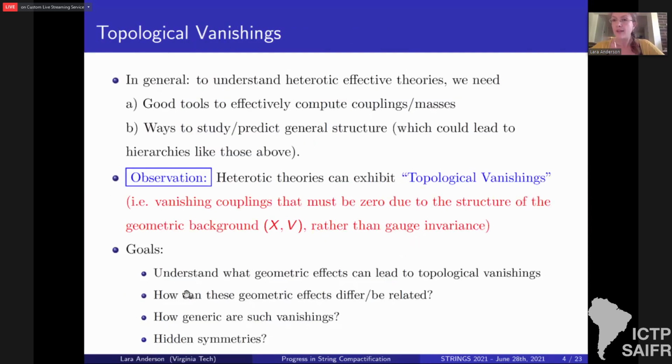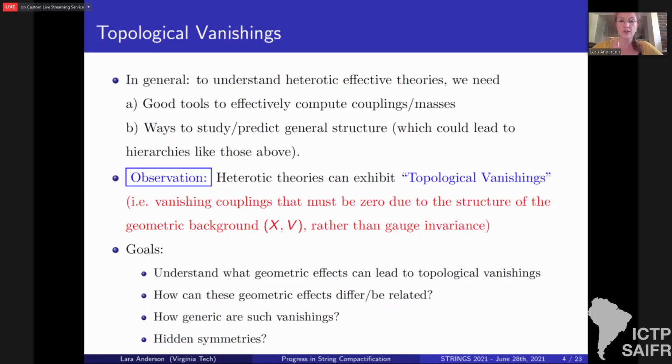So here's the topic that I want to explore today. In general, if you take a heterotic theory out of a hat, you need to be able to compute these couplings effectively, and you want to say something about the general structure of all possible heterotic compactifications. And one observation that you can make quite rapidly in particular examples is that heterotic theories tend to exhibit so-called topological vanishings. That is, if you actually calculate these numbers in a given background, what you find is that there are many more couplings that are forced to be 0 by the choice of compactification geometry than you would expect due to gauge invariance of the theory.